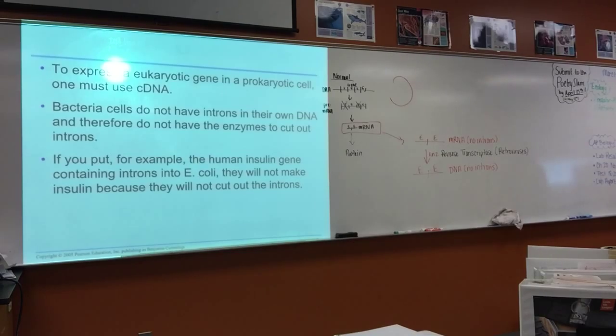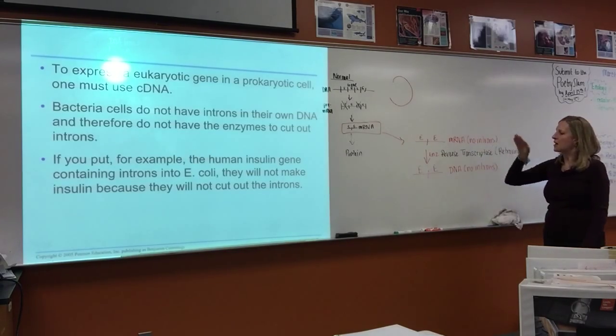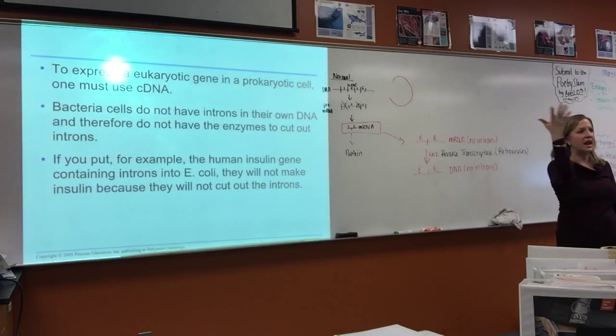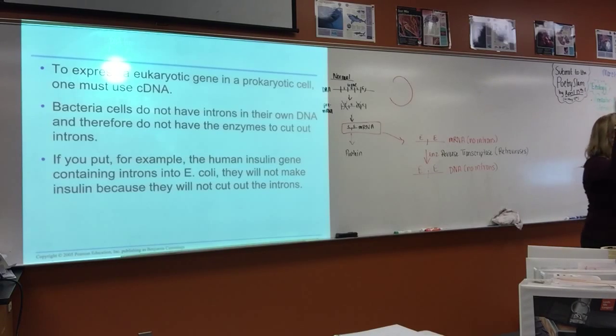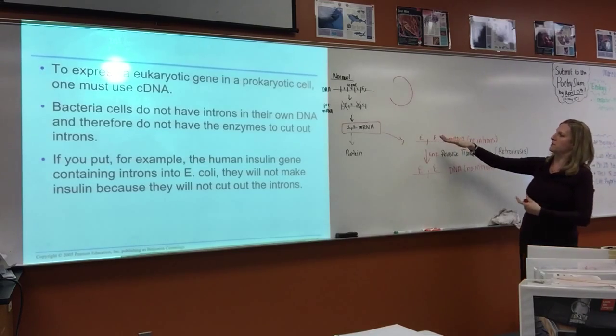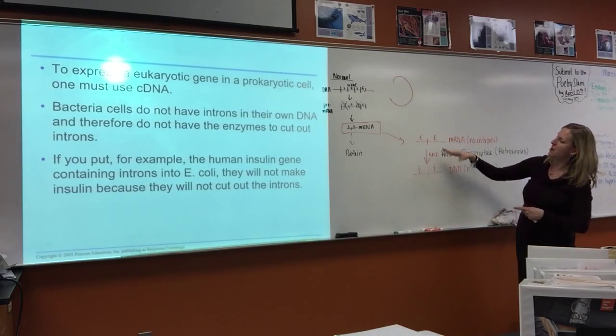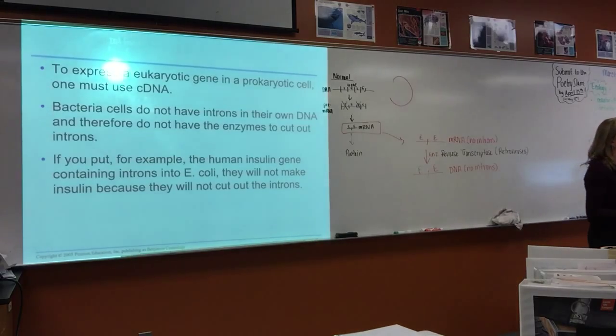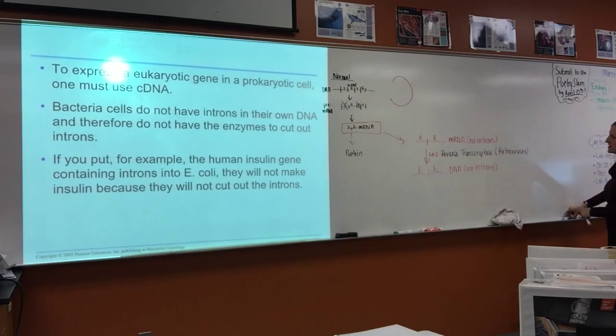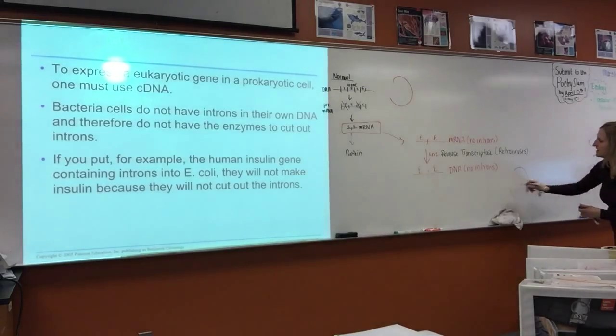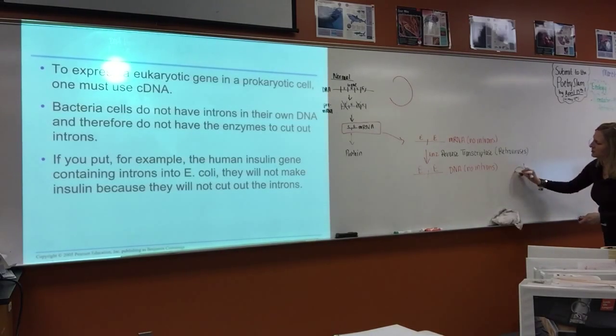So we said, okay, this is what we have with no introns. How do we get DNA with no introns? What do we have available to us that can go from mRNA to DNA? Oh, reverse transcriptase. We isolate that from the virus, unleash it onto our mRNA, and boom, we have DNA with no introns. That DNA then can be inserted into the plasmid.